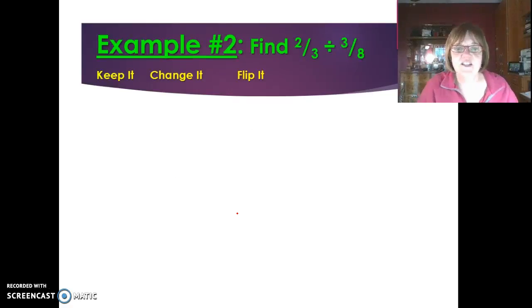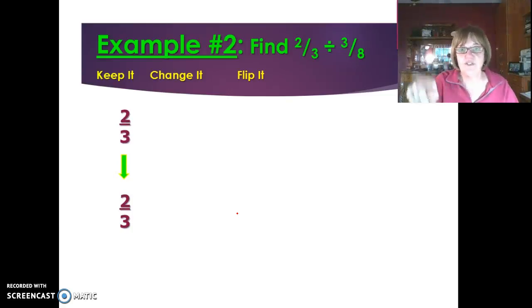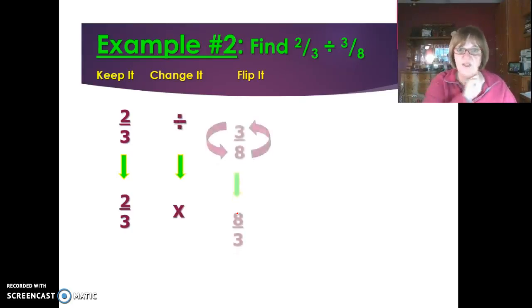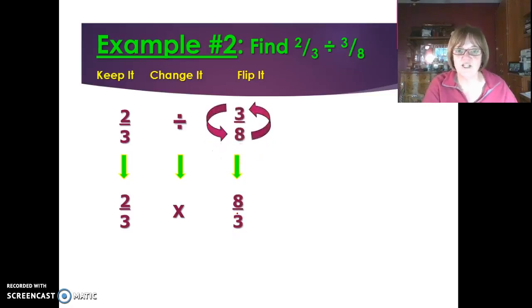All right, let's look at another one. Let's keep it, change it, flip it. Here's our problem. 2/3 divided by 3/8. We're going to keep the 2/3. We're going to change our division to multiplication. We're going to flip our second fraction. And now we can multiply straight across.